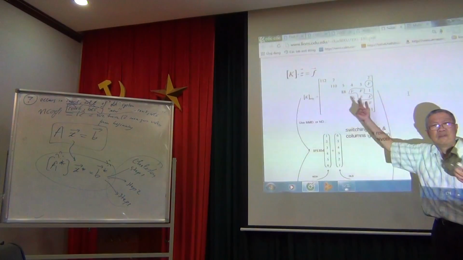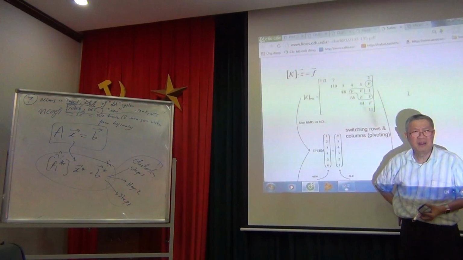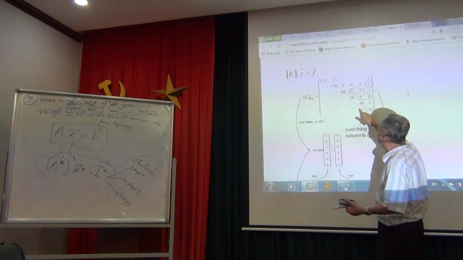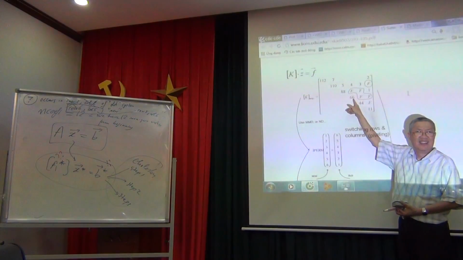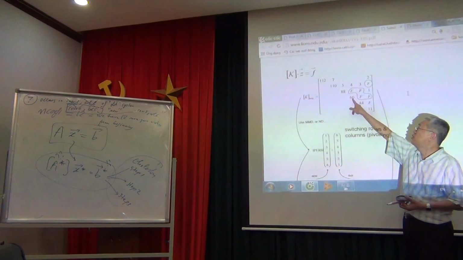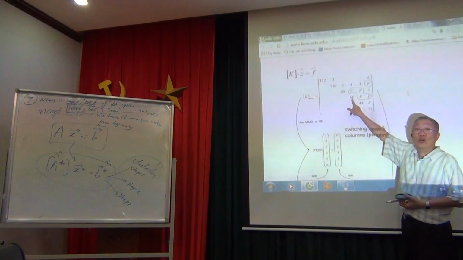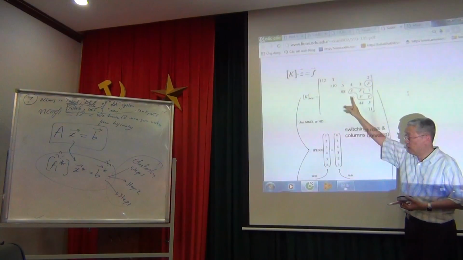Can somebody pick up another value for me? Any non-zero, I don't care. Let's say 110. Oh, let's say, how about 66? Can you tell me 66, or what is the location in the old system? Row 4, column 4. Okay.